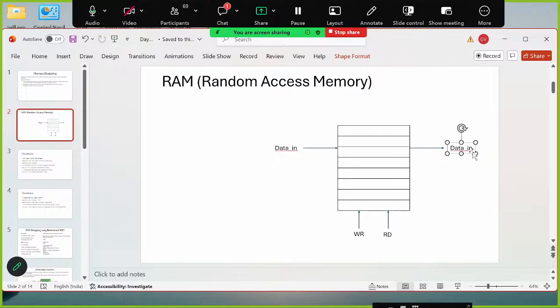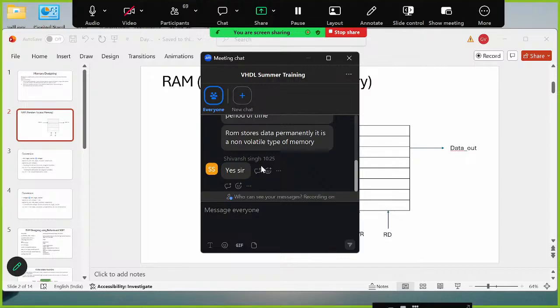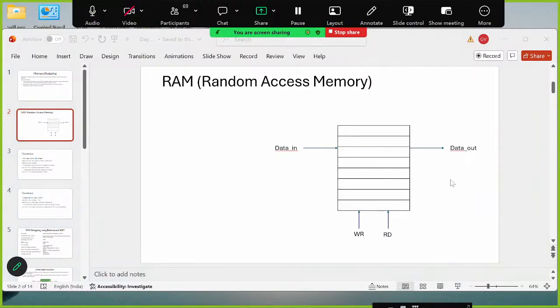One signal that I want, that is data out also. Yes or no? Data in to write the data or data out to read the data. Yes, sir is okay. But any other thing apart from this, you should want me to include in it, or you thought that it should be there, apart from these signals.